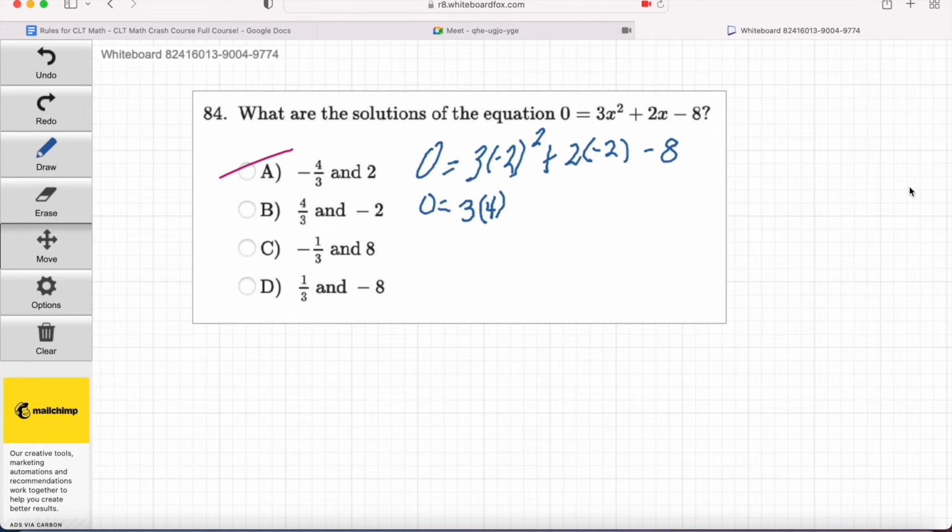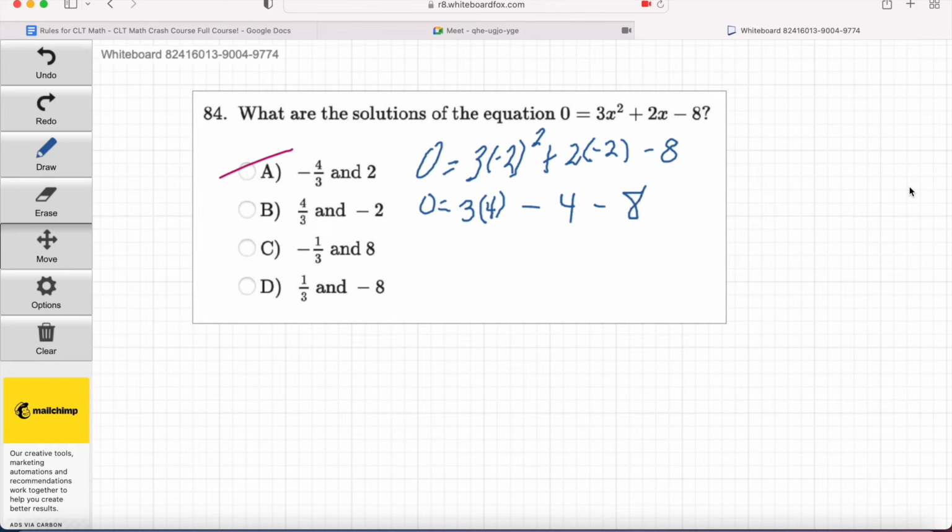Excellent. Yep, it's going to be positive 4. If you wanted to simplify this here, you could figure out what 2 times negative 2 is. That would be negative 4. Yeah, negative 4. So we're subtracting 4 here.